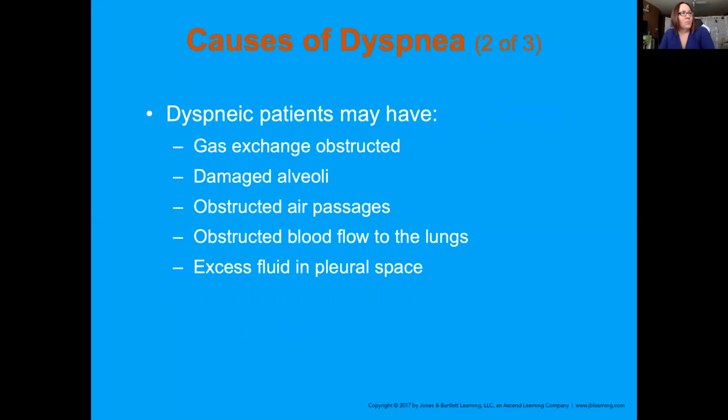All right, we can also talk about having the functional part. So we've got the air moving in and out, but then we have the functional part where the gas exchange occurs. So gas exchange can be obstructed by a blood clot, trauma, bleeding into the lungs, right? The damage to the structures of the alveoli through a disease process or other damage. Air passage is obstructed, again, anaphylaxis.